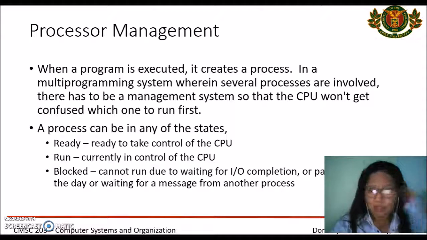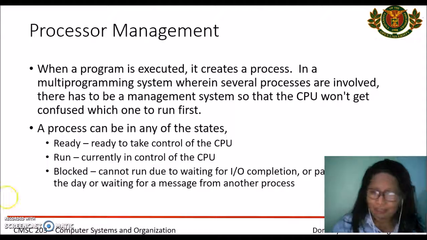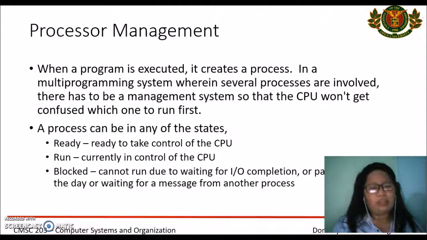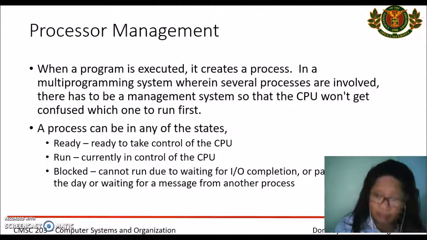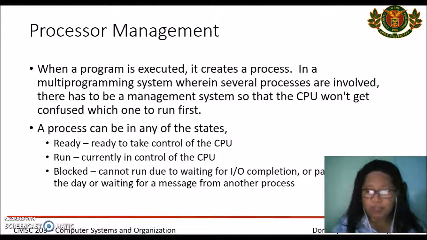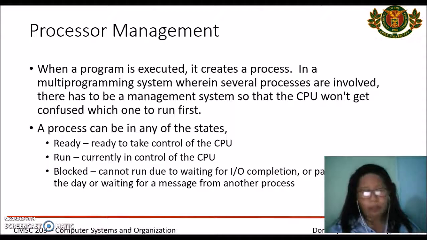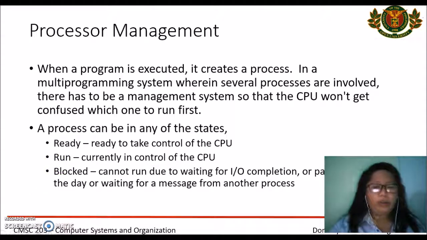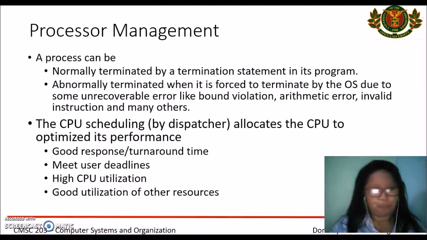What are these states? When the process is in the ready state, it is ready to take control of the CPU. When it is in the run state, it is currently running, or currently in control of the CPU. When it is in the block state, the process cannot run, due to any of the following reasons: it could be waiting for an input-output completion, waiting for a particular time of day, or waiting for a message from another process.